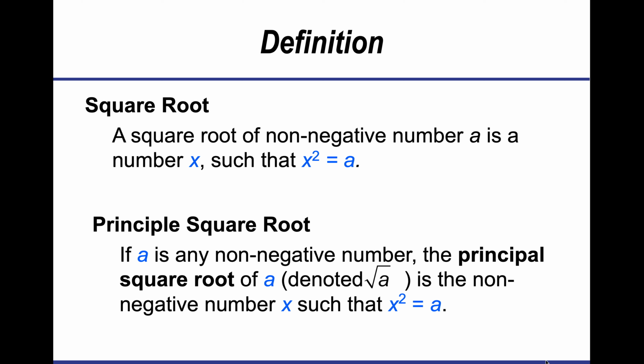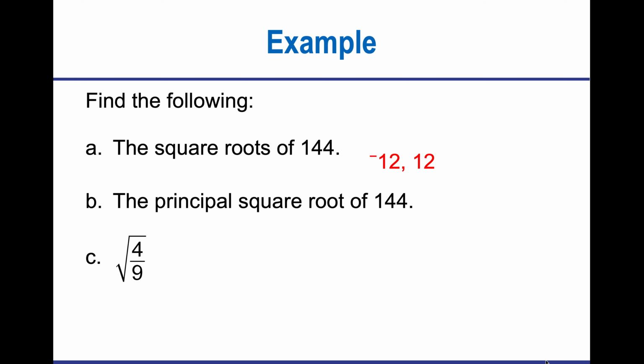A square root of a non-negative number a is some number so that when you square it, you get the value back for a. The principal square root: if a is a non-negative number, the principal square root of a would just be shown as the square root symbol of a, and it's going to be just the non-negative number. So if I'm looking for the square roots of 144, that would be negative 12 and 12. I don't have any context here that tells me I can't include the negative number. The principal square root of 144 is 12. So when we talk about principal roots, we're talking about the positive one. In part C, when I have the square root of a fraction, I take the square root of the top and the square root of the bottom, and that would give me 2/3.